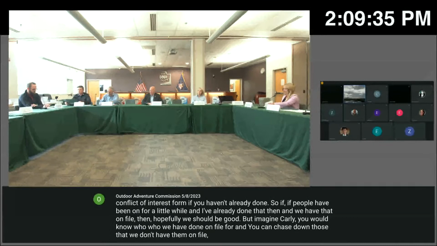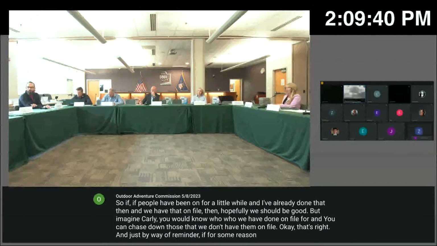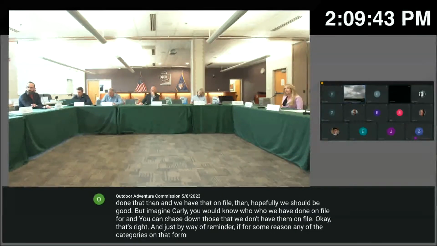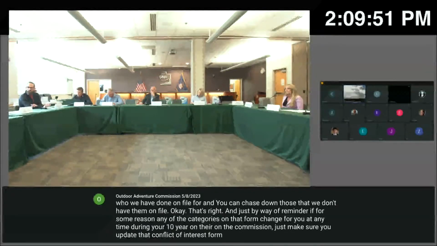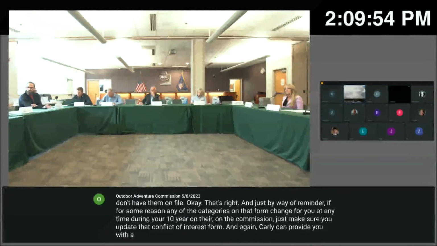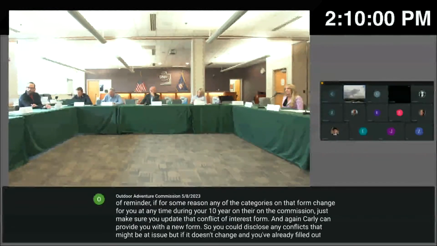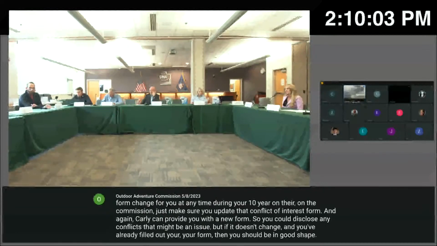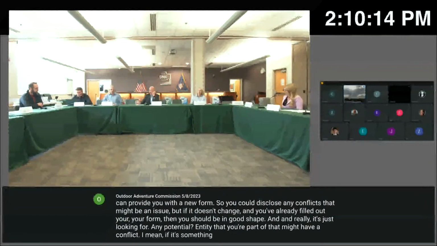Okay. That's right. And just by way of reminder, if for some reason any of the categories on that form change for you at any time during your tenure on the commission, just make sure you update that conflict of interest form. And again, Carly can provide you with a new form so you could disclose any conflicts that might be at issue. But if it doesn't change and you've already filled out your form, then you should be in good shape. And really, it's just looking for any potential entity that you're a part of that might have a conflict. I mean, if it's something completely unrelated, there's no reason to disclose it.